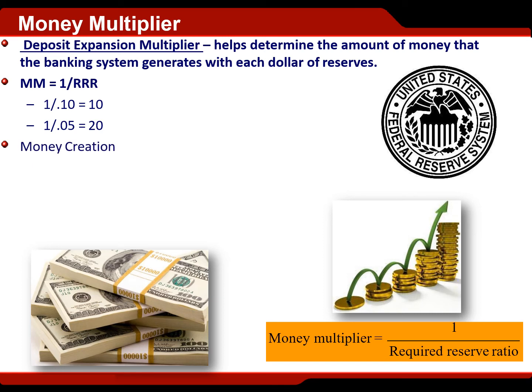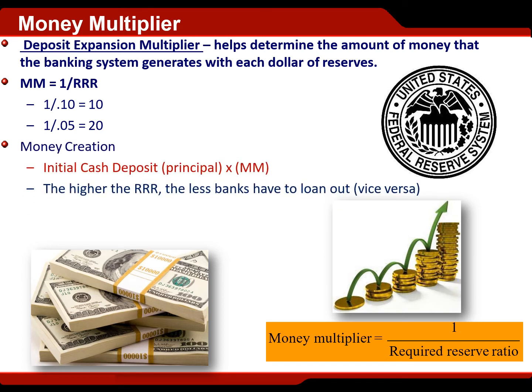Now, this gets to the idea of money creation, okay? You take the initial cash deposit and you multiply it times the money multiplier. The higher the reserve requirement is, the lower the multiplier is going to be. Or the lower the reserve requirement is, the higher the multiplier is going to be. So, for example, let's say we had $100 deposited in a system with a 10% reserve requirement, we can calculate the multiplier as 1 divided by 0.1, which equals 10. What we would do is multiply 100 times 10, and that gives us 1,000.